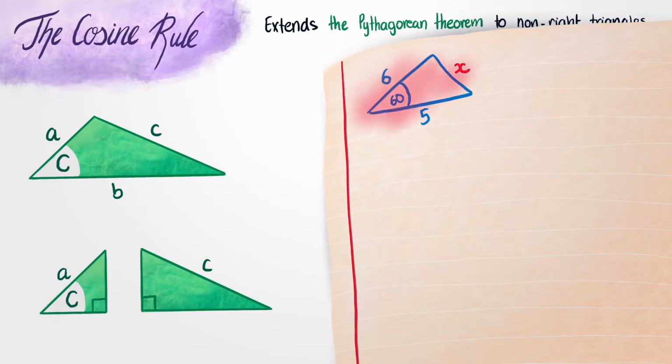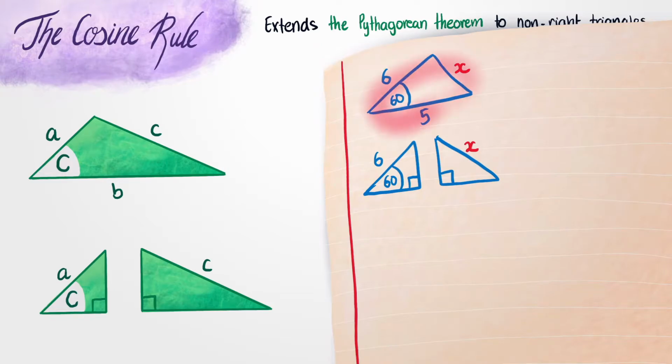Now suppose you had this triangle over here. Suppose you knew that one of the sides was 6, one of the sides was 5 units, and the angle between them was 60 degrees. And for argument's sake, you didn't know what this length x was equal to, and you wanted to find it. As we said, you'd start by splitting the triangle into two parts. So let's go ahead and do that.